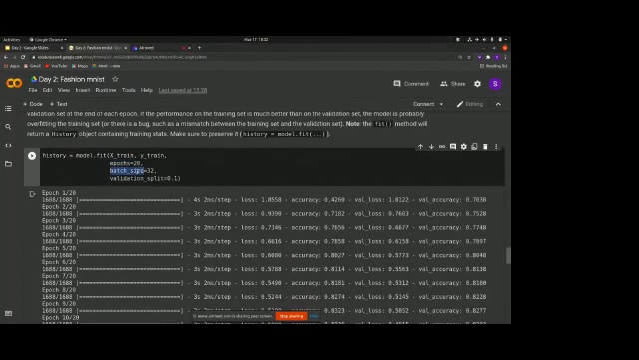Batch size is how many samples we take at a time. Though we have 60,000 samples, we take 32 samples, pass them, forward propagate them, backward propagate them, display the loss as we can see here, and accuracy, and move on to the next batch. That is, we have 60,000 by 32 batches, since each batch contains 32 images.